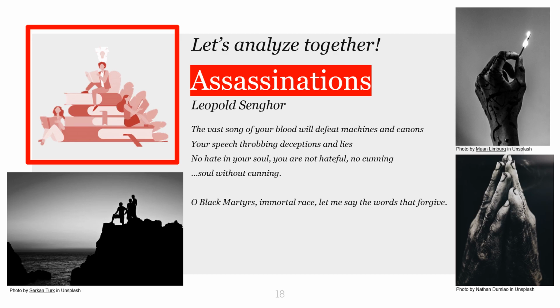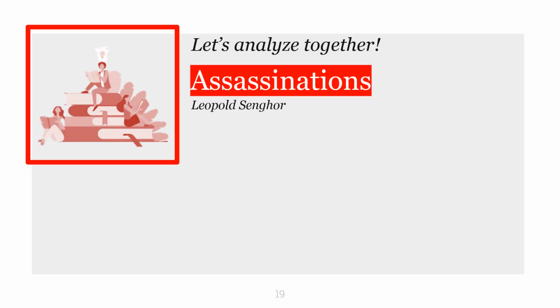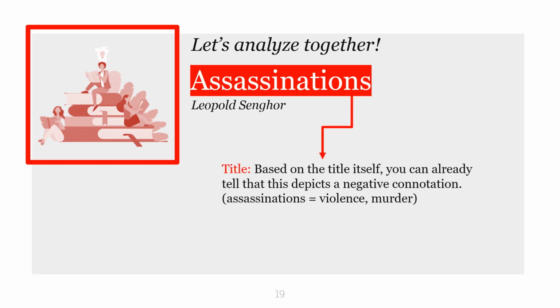Now let's analyze together. Now let's start to analyze this. First, let's pick the title, Assassinations. Now, based on the title itself, you can already tell that this depicts a negative connotation. Assassinations mean violence or murder.